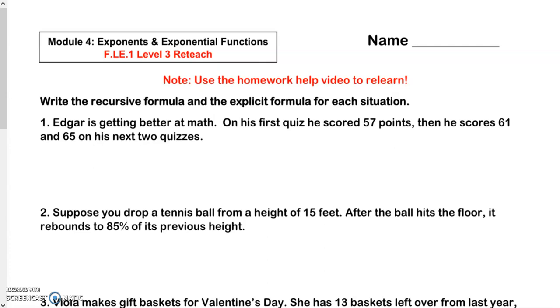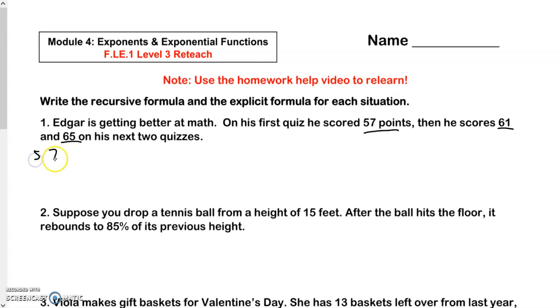For exponents and exponential function, F.LE.1 level 3 reteach. Write the recursive formula and the explicit formula for each situation. Edgar is getting better in math. His first quiz score is 57, and then he scores 61 and then 65 on the next quiz scores.